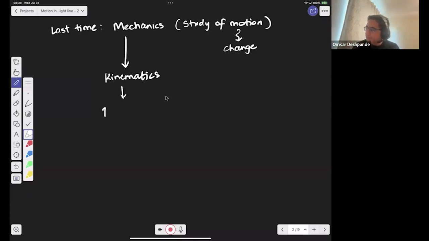And within kinematics, we said that we're going to focus on motion along a single dimension, or along a straight line first, because the mathematical tools that we would develop here, specifically the basic tools of calculus, would then be extended to higher dimensions, where the scenario is more complex in 2D or 3D.